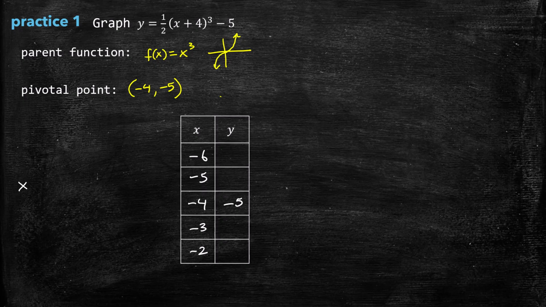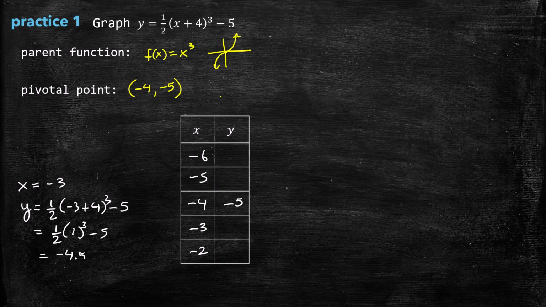So together we can do x equals -3. So if we plug that in, y equals 1/2 times (-3 plus 4) cubed minus 5. So it's 1/2 times 1. Sorry, that's a cube, 1 cubed, minus 5, which is -4.5. So -4.5, and then if you would like to do the others, I'll just tell you what they are. So that comes out to be -1, -9, -5.5.